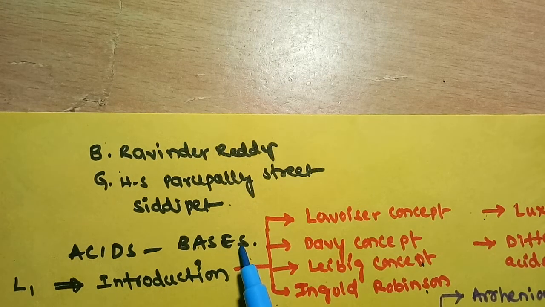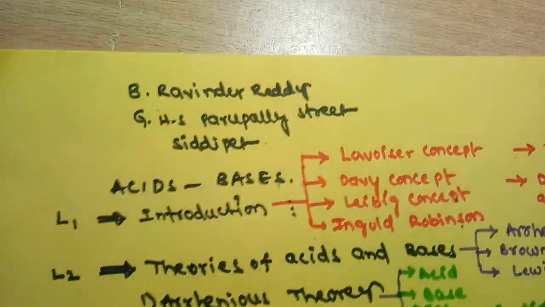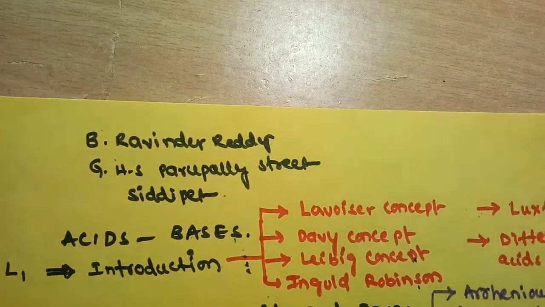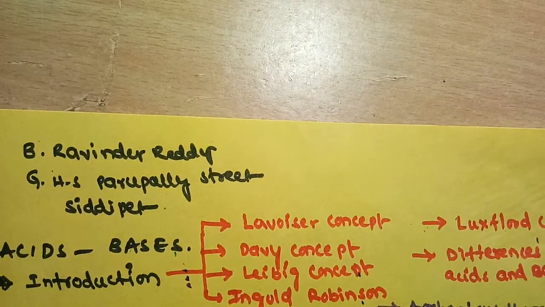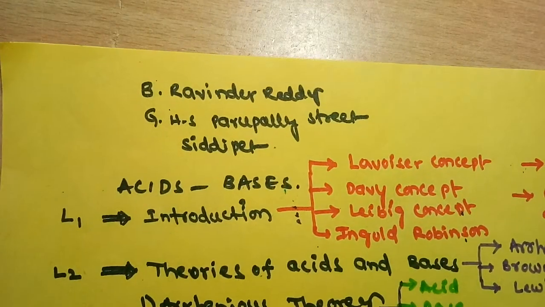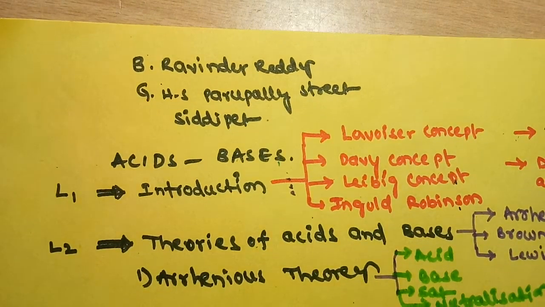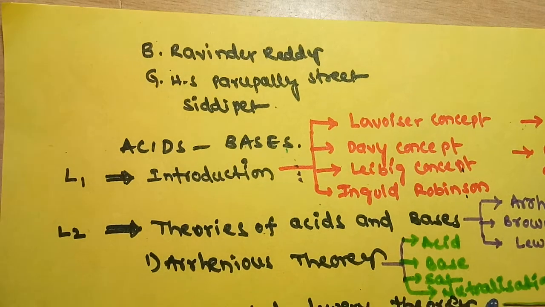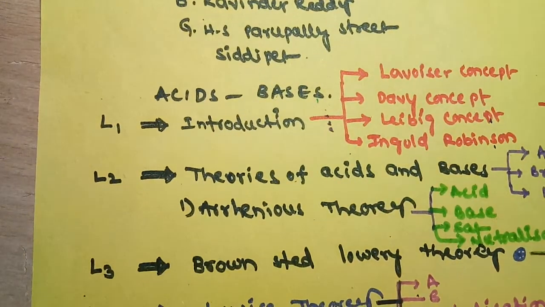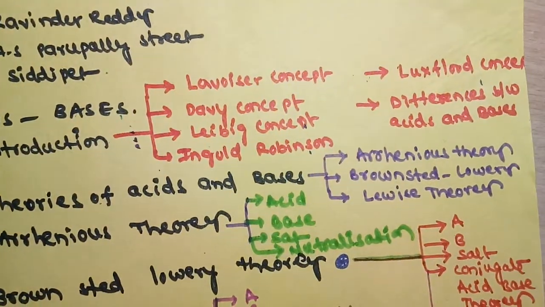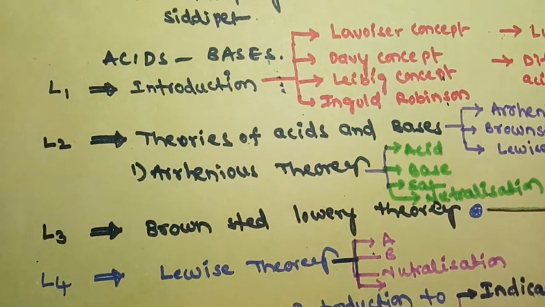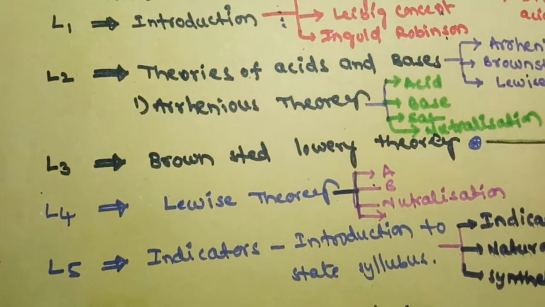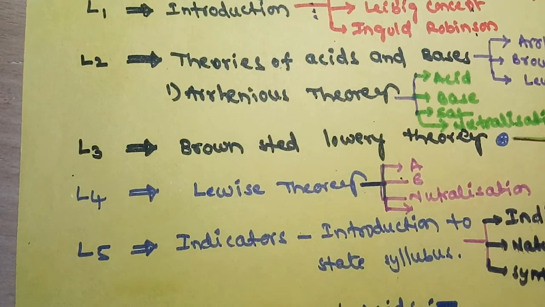So we discussed up to today 11 lectures. In lecture number 1 we completed the introduction of acids and bases. Lecture number 2 we completed the theories of acids and bases. In the theories of acids and bases we completed Arrhenius theory. Next one, Bronsted-Lowry theory. Lecture number 3 we discussed Bronsted-Lowry theory. In lecture number 4 we discussed Lewis's theory. In lecture number 5 we discussed the introduction to the Telangana state syllabus.